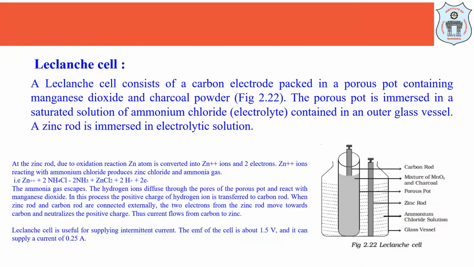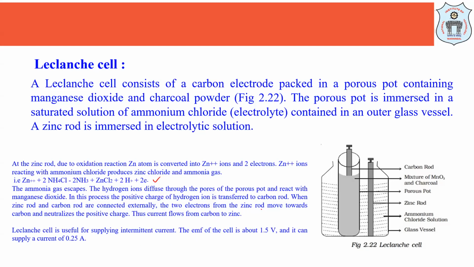So what is a Leclanché cell? The Leclanché cell consists of a carbon electrode packed in a porous pot containing manganese dioxide and charcoal powder. This porous pot is immersed in a saturated solution of ammonium chloride contained in an outer glass vessel. The zinc rod is immersed in the electrolytic solution, and that constitutes the cell. The cell reaction that takes place is given here.